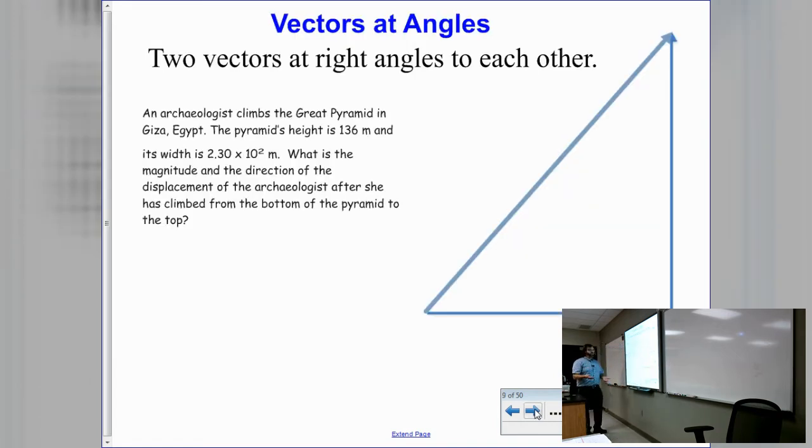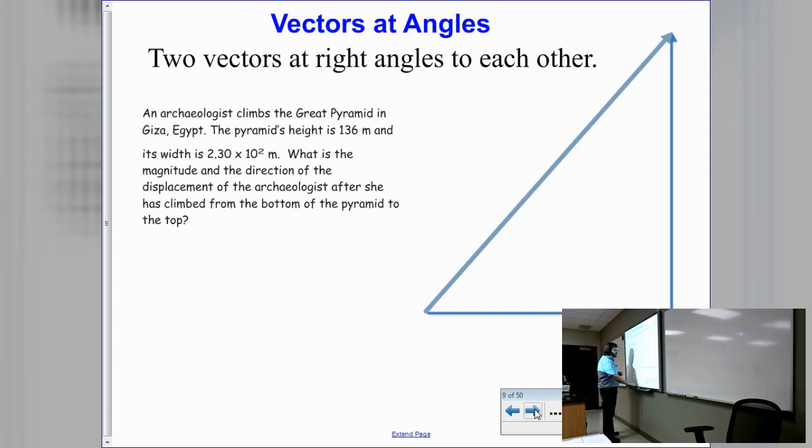So let me just give you an example of adding together vectors and doing it graphically. Let's imagine we have this problem. An archaeologist climbs the Great Pyramid in Giza, and the pyramid's height is 136 meters, and its width is 230 meters. What is the magnitude and the direction of the displacement of the archaeologist after he's climbed from the bottom of the pyramid to the top of the pyramid?